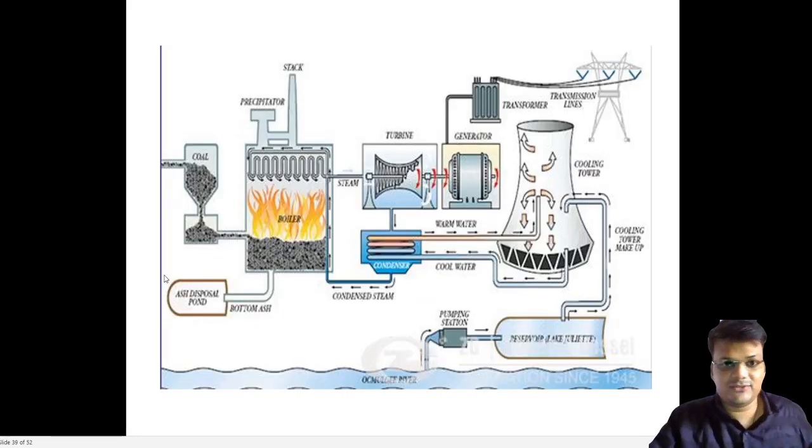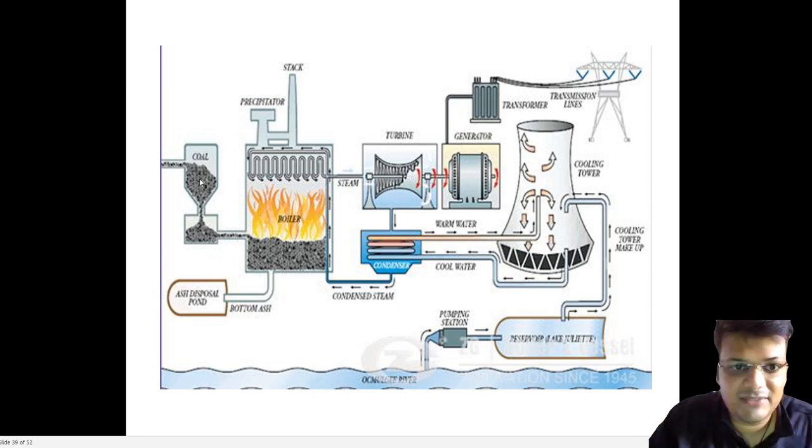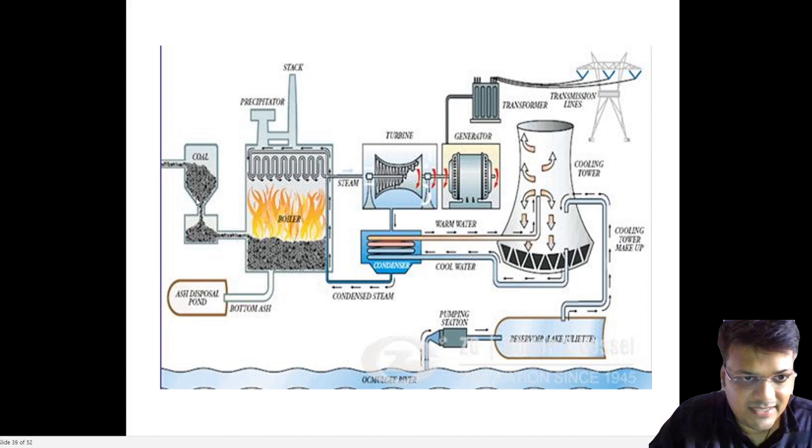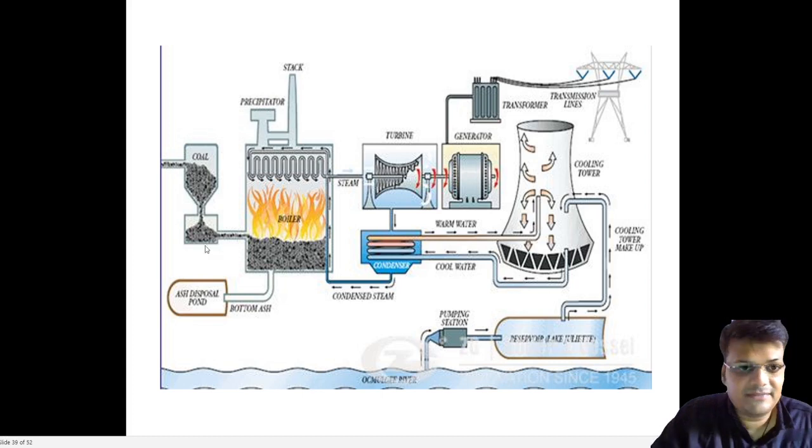So basically there are three cycles. Just listen very carefully. One cycle is generating the steam. In this part we bring the coal, make it into powder form, then throw it into the boiler. With the heat of the boiler, the water is converted into steam at high pressure and temperature. Then it is sent to the turbines. So that is one cycle.